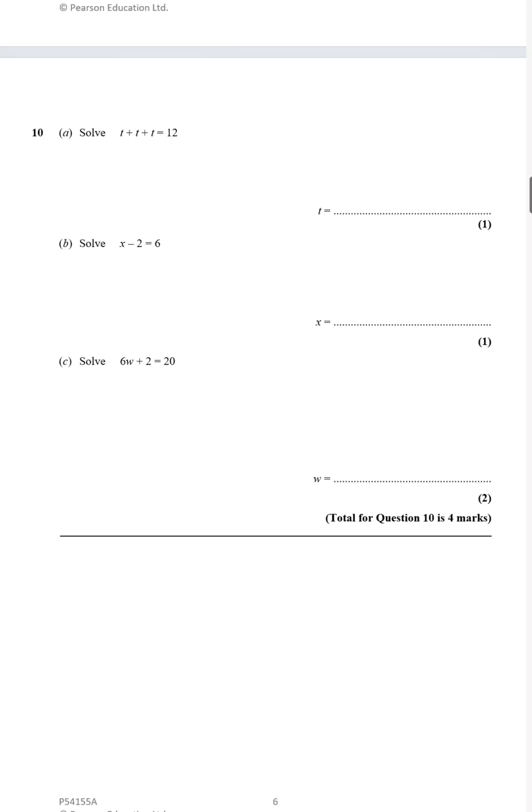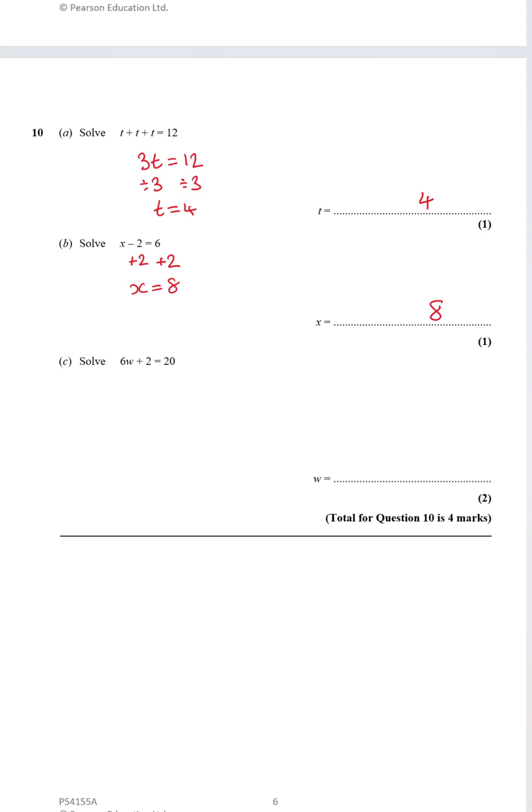Next one, t plus t plus t equals 12. Well, that means that 3t is equal to 12. One-step equation, divide both sides by 3. T equals 4. x minus 2 is equal to 6. My inverse of subtract 2 is going to be to add 2 to both sides. x equals 8.